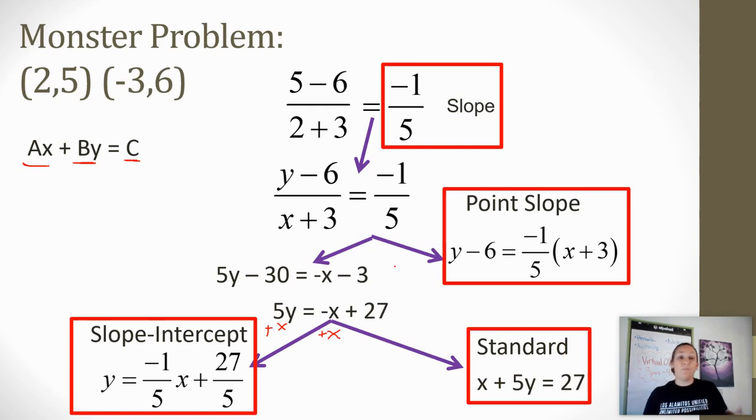Okay, so again, this was a monster problem. Given two ordered pairs, we found 4 different answers. We found the slope of a line, which remember is not the actual line, it's a descriptive word. And we found 3 different ways to write an equation, all about that same line. All 3 of these equations would graph to make the same line. But that's a lesson for another day.